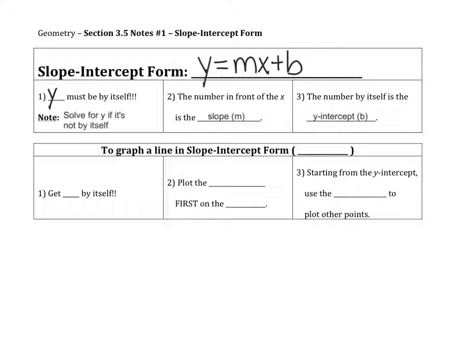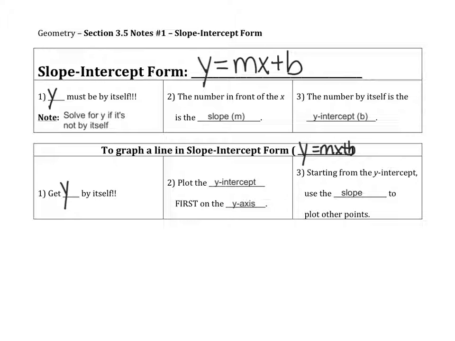To graph a line in slope-intercept form, so again, slope-intercept form is y equals mx plus b, the first thing you do is get y by itself if it's not already by itself. You would plot the y-intercept first on the y-axis, because by definition the y-intercept is the place where the line crosses the y-axis. Starting from the y-intercept, you use the slope to plot the other points. You would want the slope as a fraction because you would use rise over run starting from the y-intercept in order to find the other points.